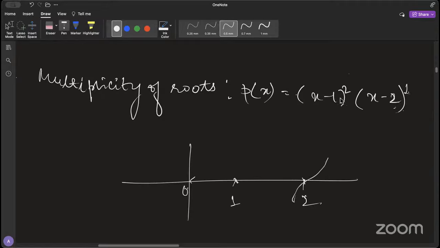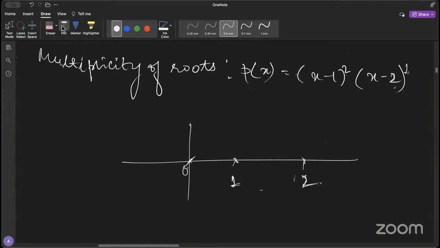And if your multiplicity is even, that means if you have multiplicity 2, multiplicity 4, multiplicity 6, it touches and bounces back. So either it will touch and go upwards this way, or this is going to happen. Right? These are the only two possibilities. Now let's come to this one. We know that it has a root at 1 and it has a root at 2.